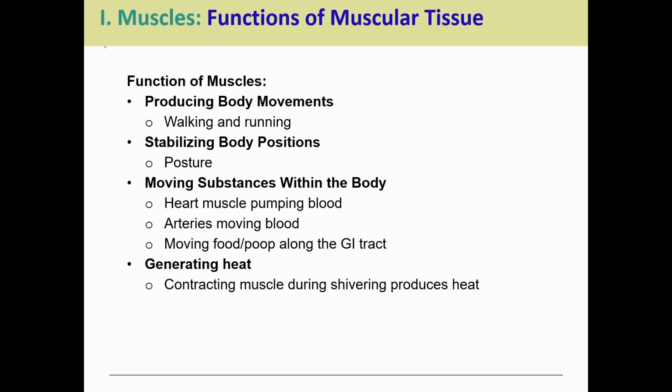And then, as we get to the less obvious ones, we get to moving substances around within the body. The heart pumps the blood. Arteries and veins all have muscle, as does the GI tract, to move food and fecal matter along so that we can absorb nutrients and then eliminate any waste. And lastly, generating heat. We contract muscles when we shiver, and that shivering uses energy, but it also produces heat as a byproduct of that muscle contraction.